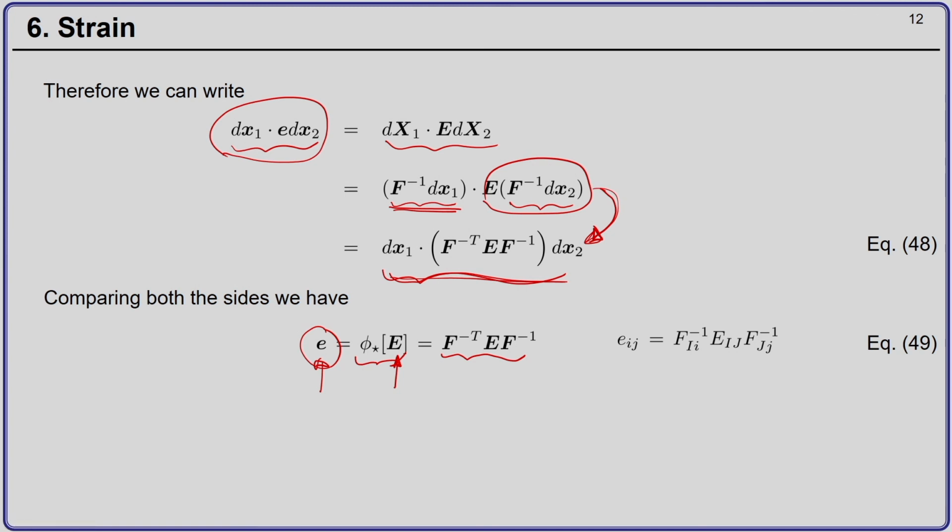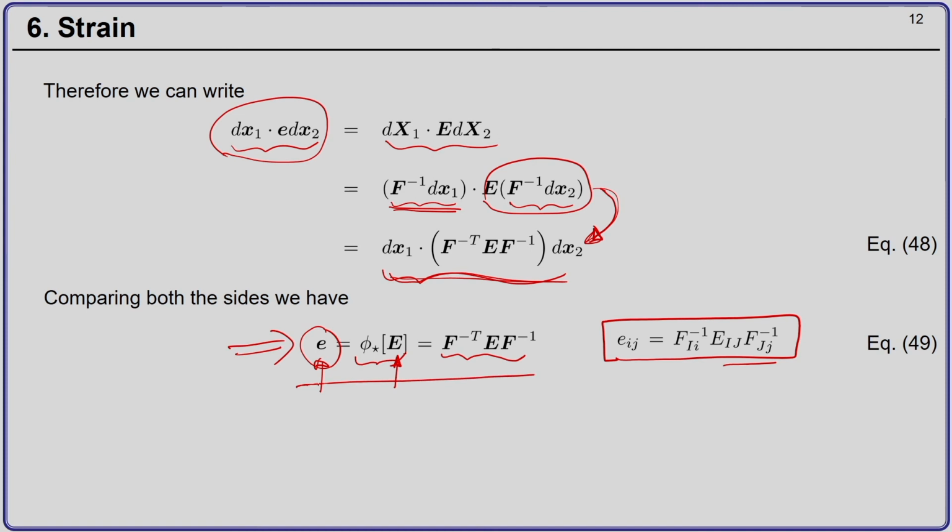So, this direct notation can be written in indicial notation using the following expression. E_ij is nothing but F_Ii inverse E_IJ F_Jj inverse. So, that is the indicial representation of the direct notation given here. So, that is the push forward operation. The push forward of the Green-Lagrange strain tensor gives you the Euler-Almansi strain tensor.